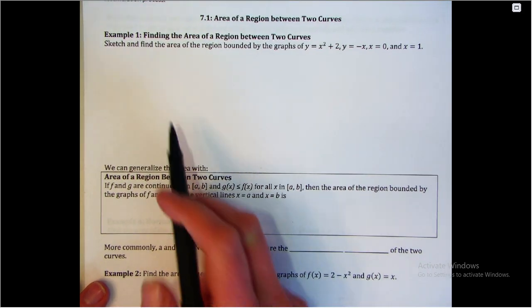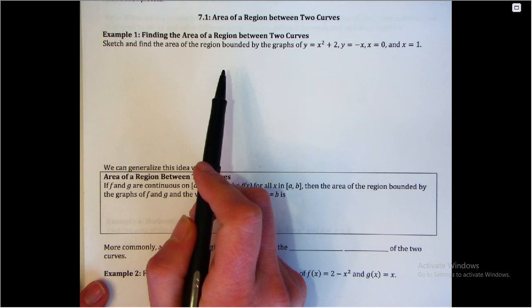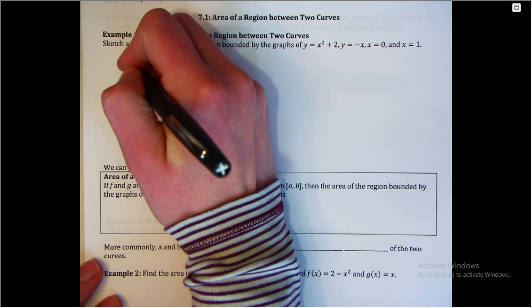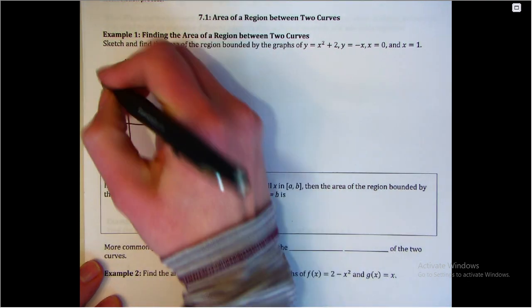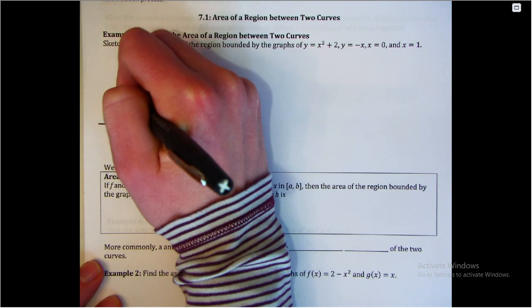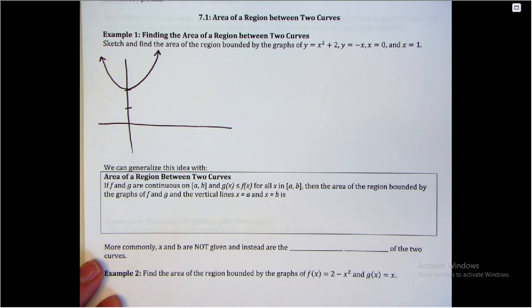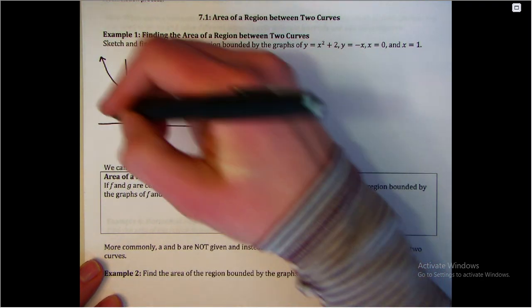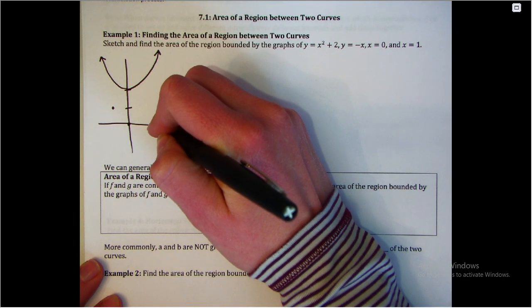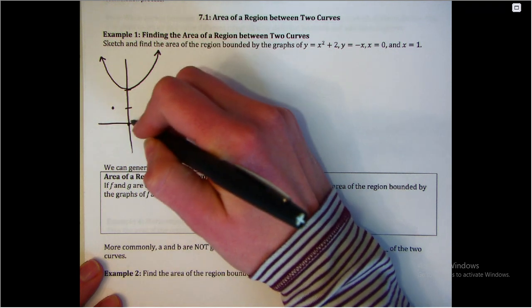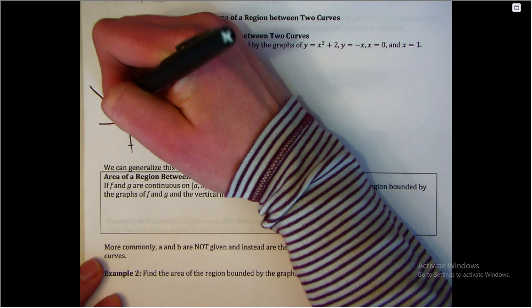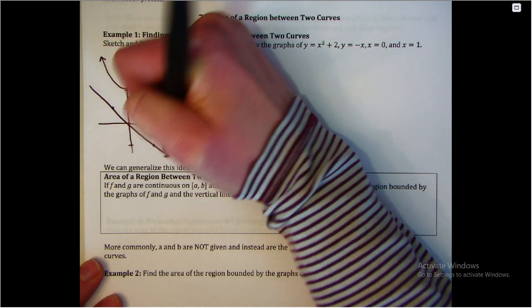So first things first, we need to figure out what region we are working through. So let's make a quick sketch. We've got y equals x squared plus 2. Hopefully you can graph that rather quickly as the quadratic up 2 units. And we've got a linear function, y equals negative x. So for example, (0, 0), (1, negative 1). When x is 1, y would be negative 1. So I've got this nice, easy linear function going in this direction.